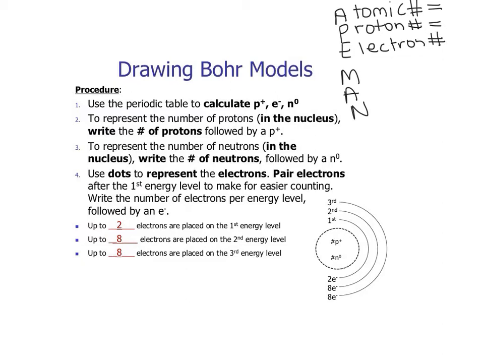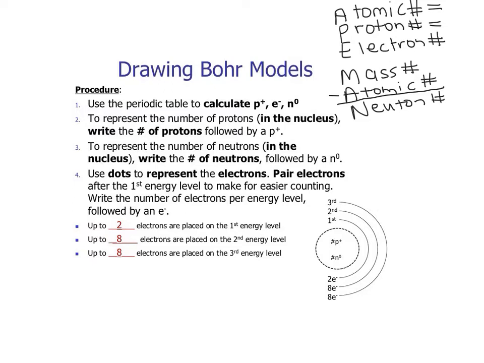To calculate neutrons, we're going to find our mass number. So we'll look at the atomic mass on our periodic table and round that to the nearest whole number. And then we'll subtract the atomic number from the mass number. When we make that subtraction, we're left with neutrons, so our neutron number. Once we've calculated PEN numbers, we'll use the symbols for each of those to help us in our Bohr model.